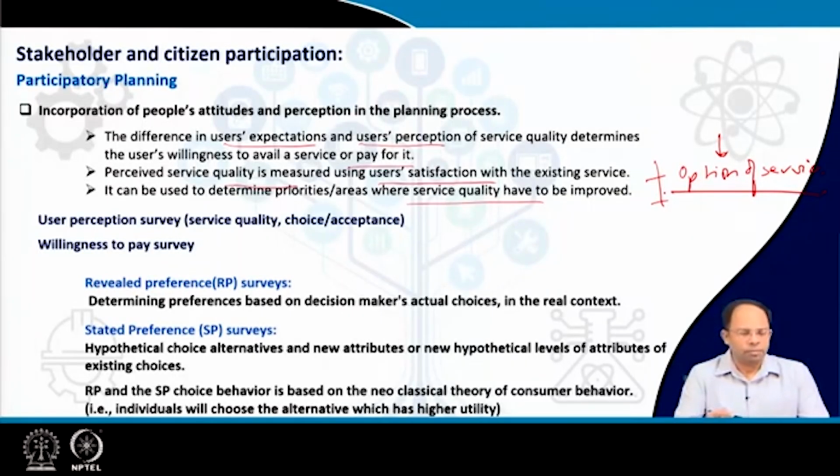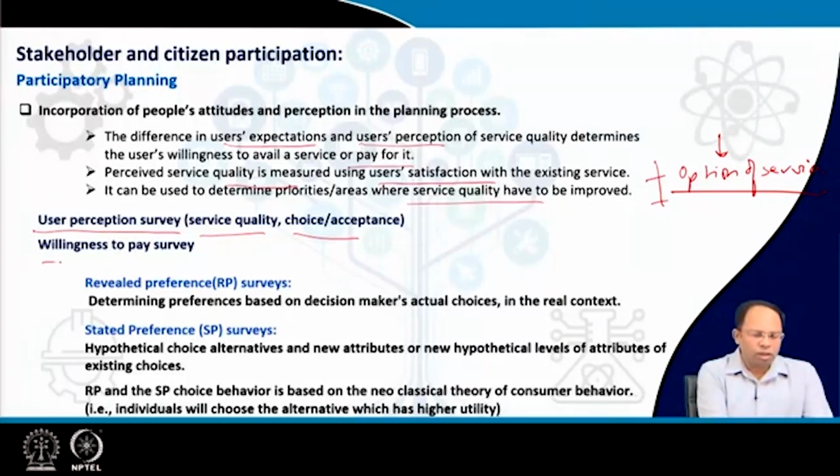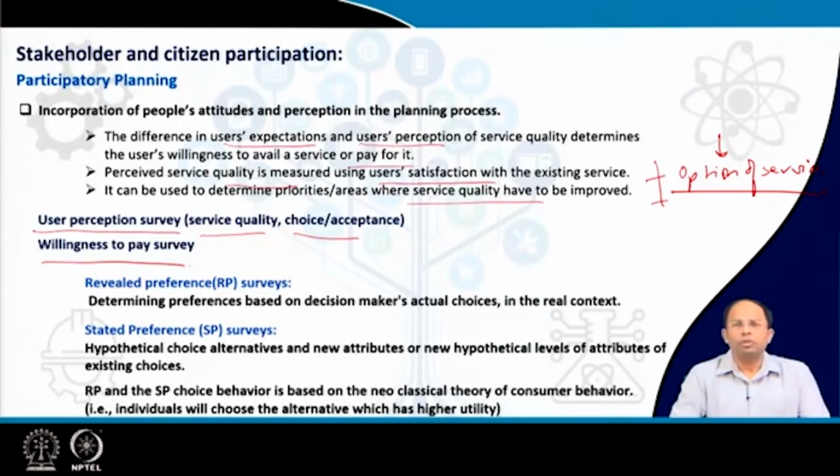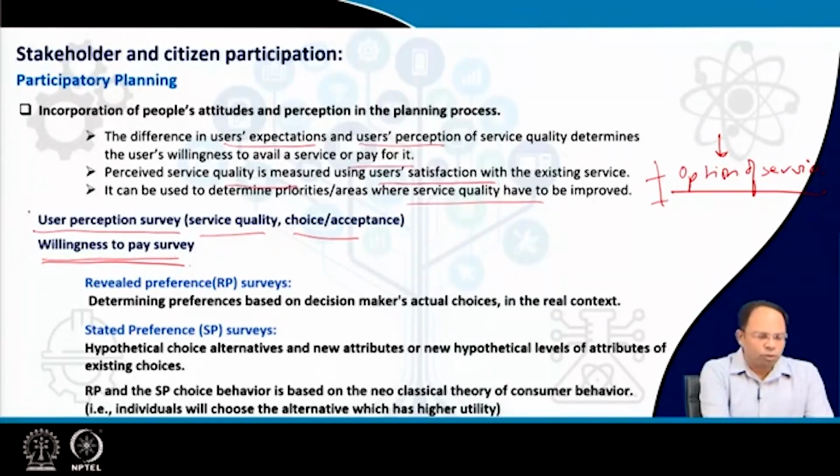So, to conduct this kind of study, we need to do a user perception survey, where we can ask them about their service quality, their satisfaction with that, or we can ask about their choices or acceptance of a particular project, a particular technology or a particular service design, right. And we can also directly ask them about their willingness to pay. So, for that we conduct a willingness to pay survey. So, these are the two kinds of survey that can be done.